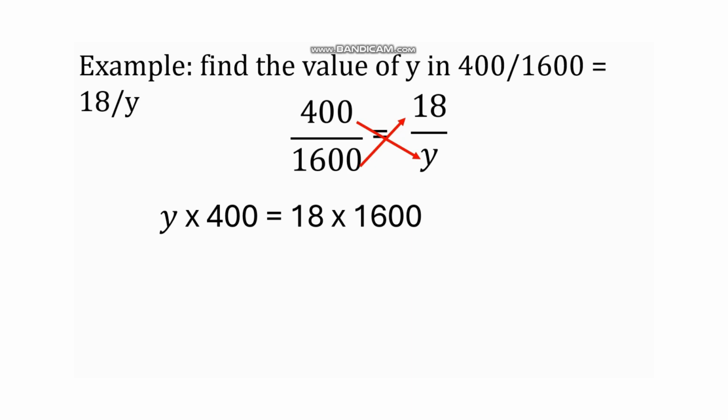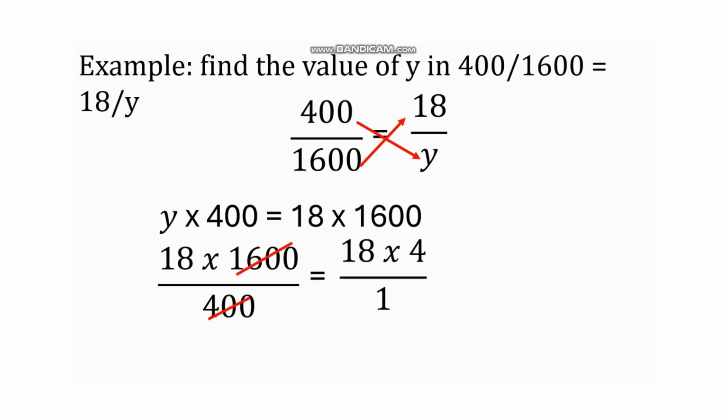And you know that the opposite of multiplication is division. So 400 can go to the other side to divide. And so y equals 18 times 1600 divided by 400. 400 is a factor of 1600, so we can divide to give us 4. And so you have 18 times 4. And 18 times 4 gives us 72.